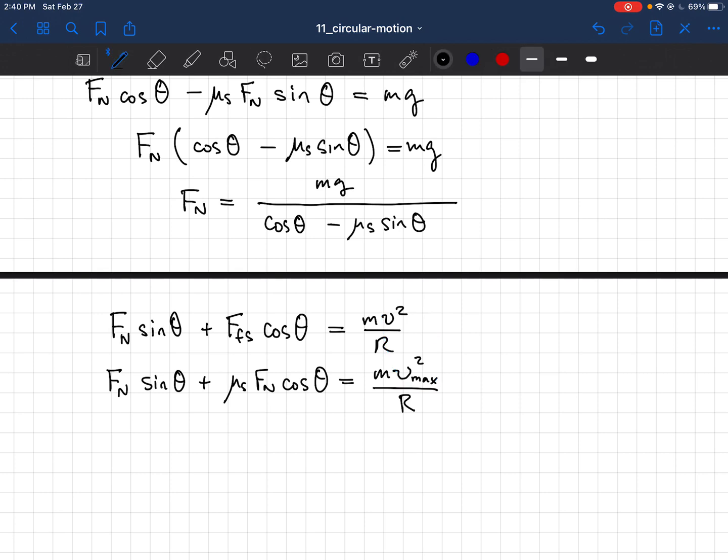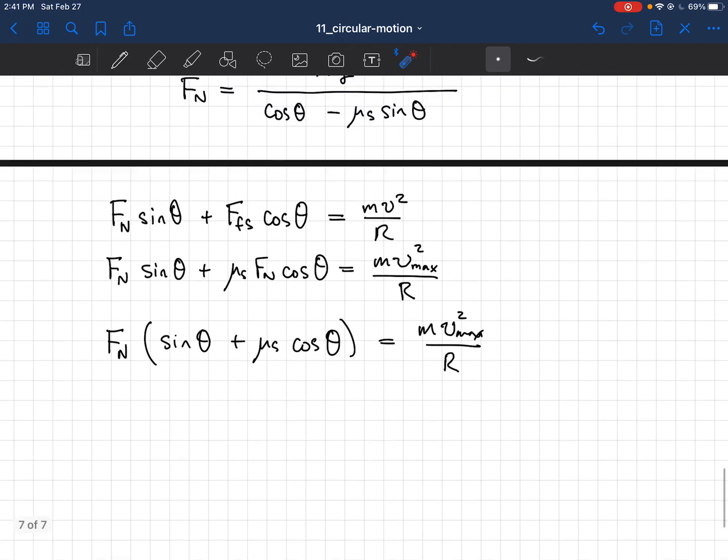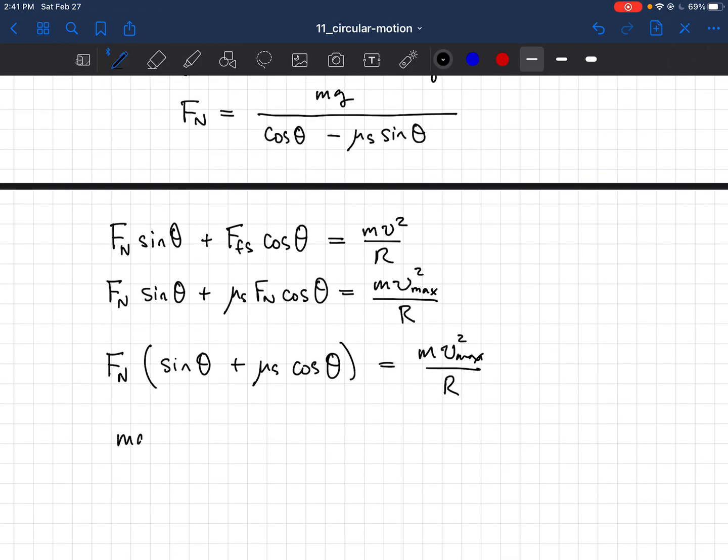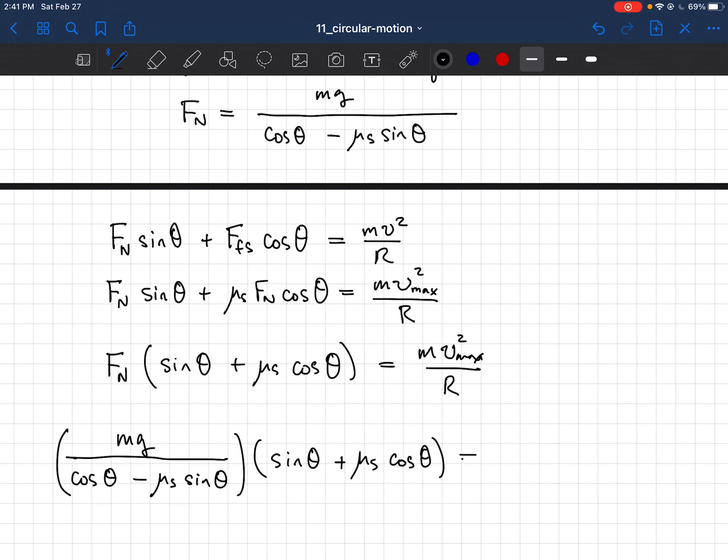So I plug that in as well. And that means that I have Fn times sine of theta plus mu s cosine theta is equal to m v max squared. And now I want to plug in my expression up here for Fn. So I get mg over cosine theta minus mu s sine of theta, times sine of theta plus mu s cosine theta is equal to m v max squared over r.